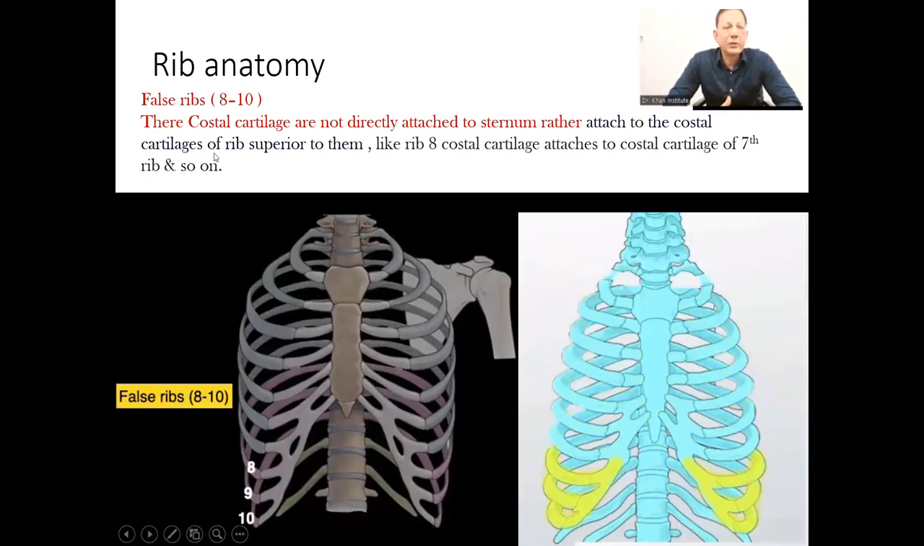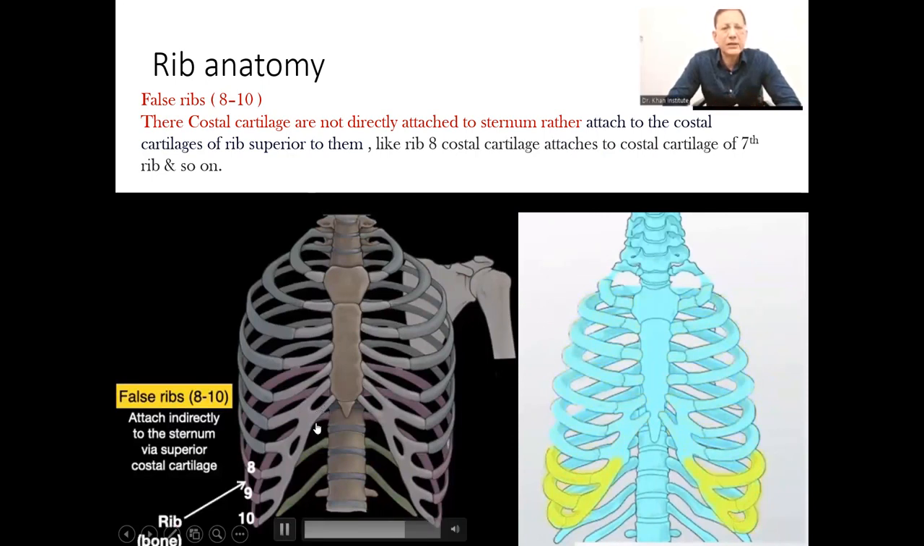False ribs are the 8th, 9th, and 10th ribs, meaning 3 ribs. These are so named because they do not have a direct or independent attachment to the sternum. Instead, they connect to the sternum indirectly. Each of these ribs has its own costal cartilage, but they have a common connection to the sternum. That is, the costal cartilages of the 8th, 9th, and 10th ribs fuse together before connecting to the cartilage of the rib above them. This common cartilage then attaches to the sternum.